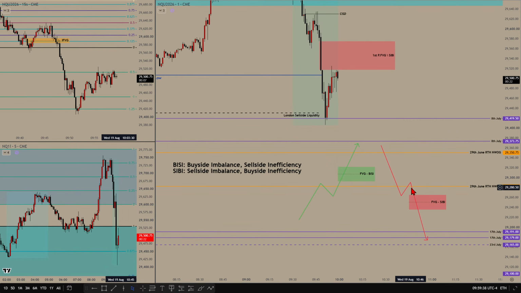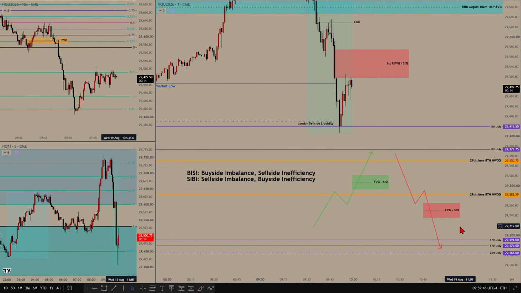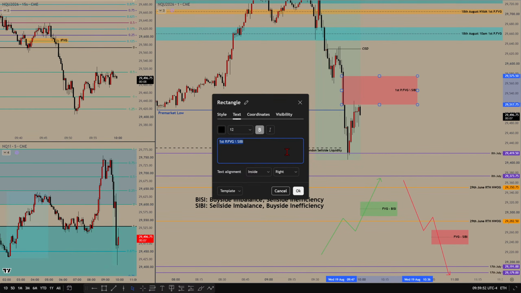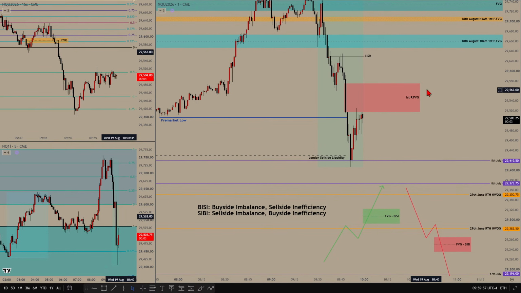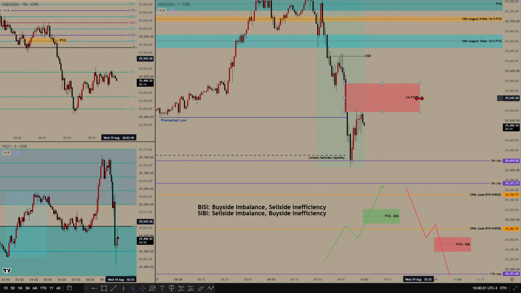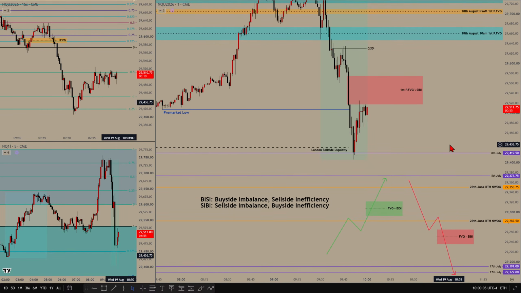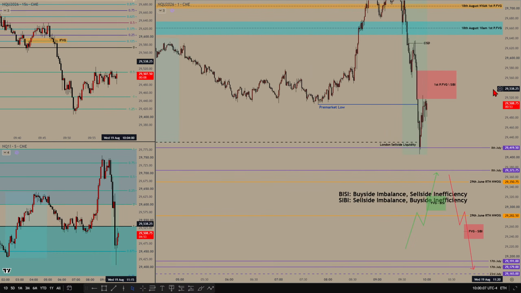And here it's given only lower prices, so it's imbalanced on the sell side, and it's inefficient on the buy side. Well, a Bissy or Civvy can contain multiple fair value gaps. So a Bissy or Civvy is a type of fair value gap. If I remove Civvy here, that is not incorrect, it is a fair value gap. But then what type of fair value gap is it? It's a Civvy.